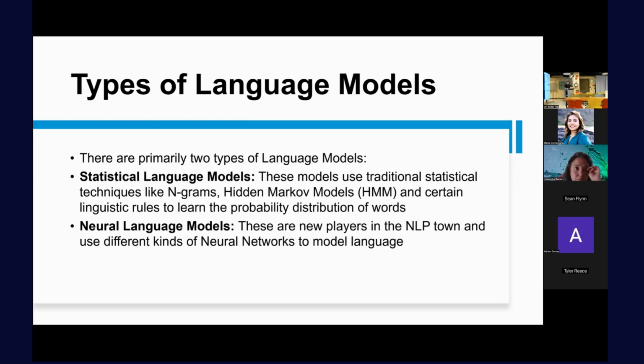So there are basically two types of language models. One is statistical language models. The other one is neural language models. Of course, most of the language models that you talk about right now, ChatGPT and Gemini, are neural language models. But I'll use a statistical language model as an example to show you how language models work.